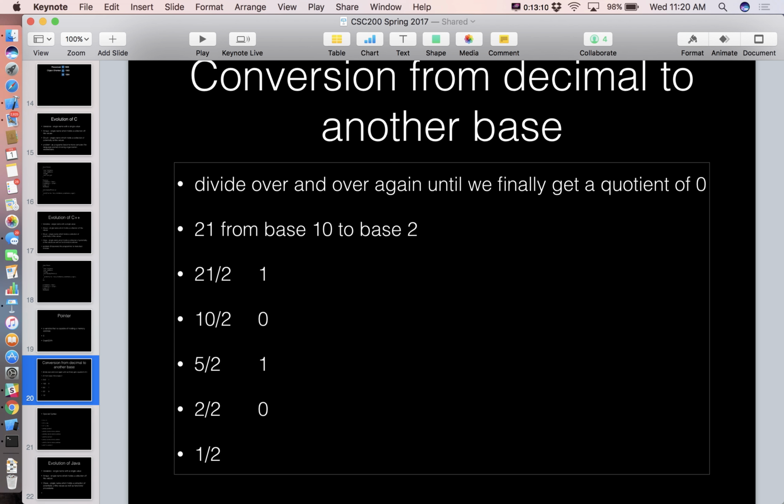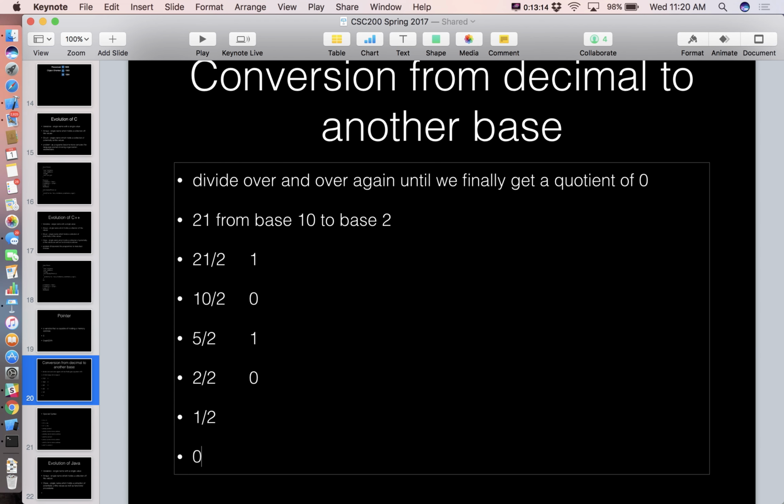How many times does 2 go into 1? 0 times. 0 times 2 is 0 with remainder 1. We need 1 more to get us to the 1, so we record our remainder there. We know we're done because our quotient was finally a 0. Then we read the answer from bottom up.